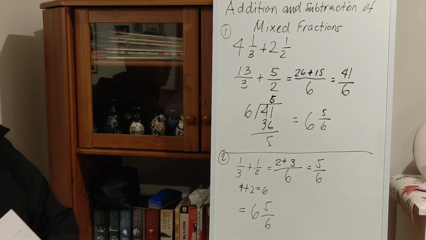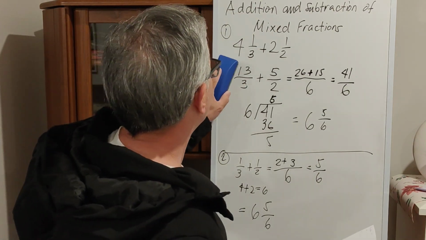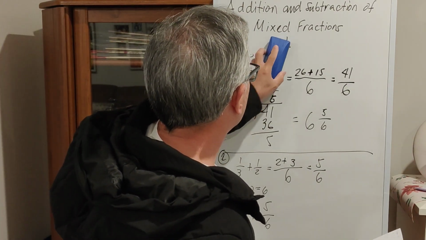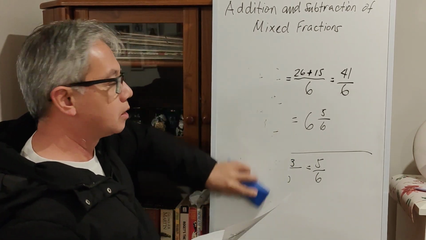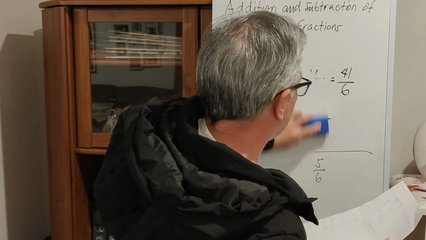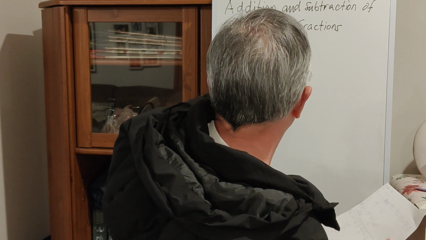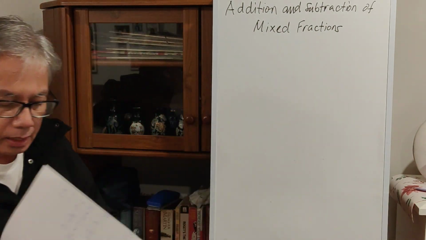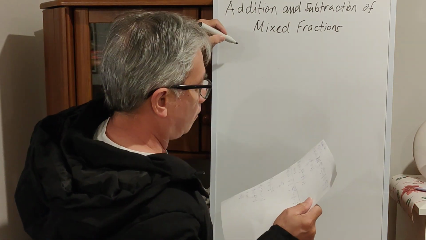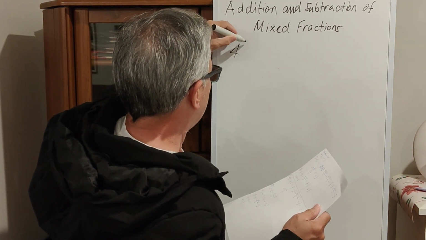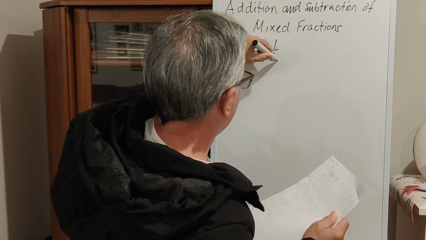We now proceed with subtraction. Subtraction of mixed fraction. So it's the same. There are also two methods of subtracting, same method as in addition, but slightly different. So we use the same example, 4 and 1/3 minus 2 and 1/2.